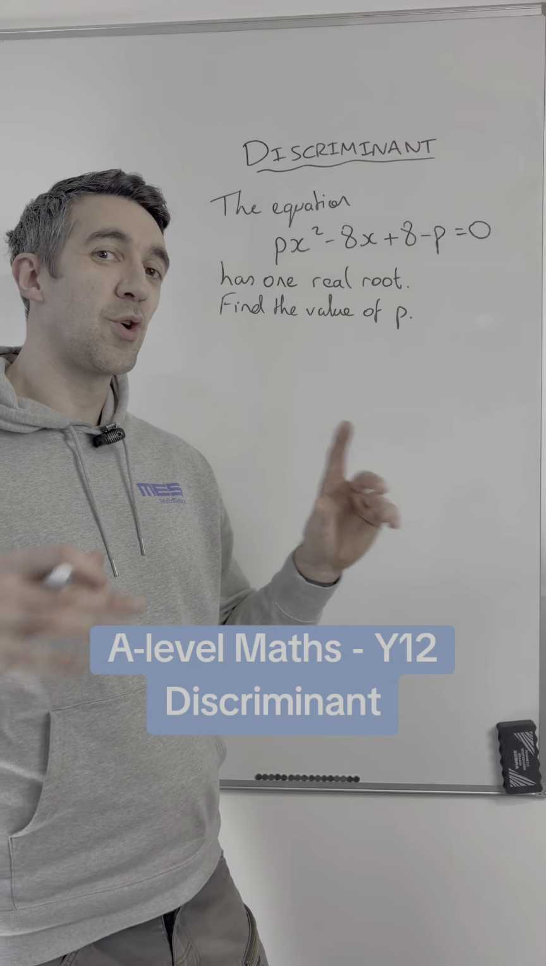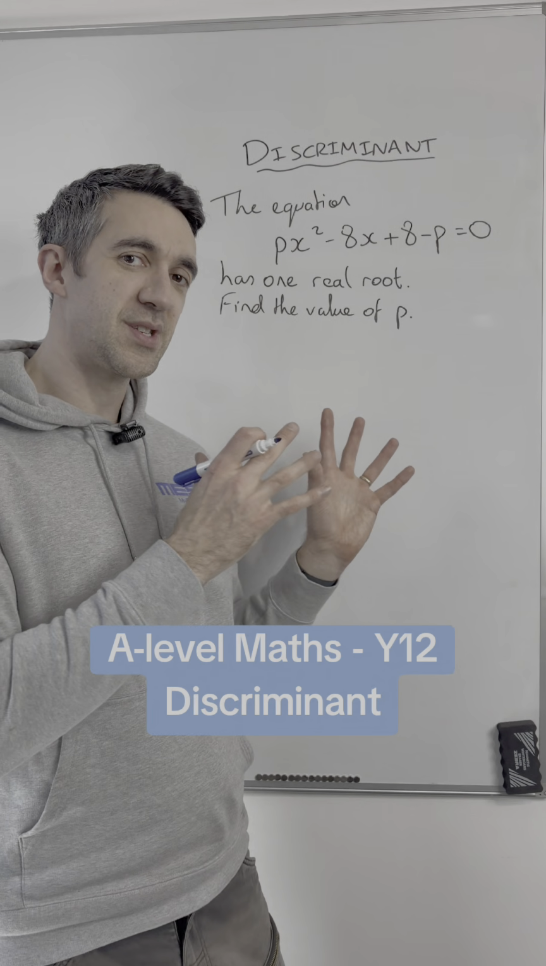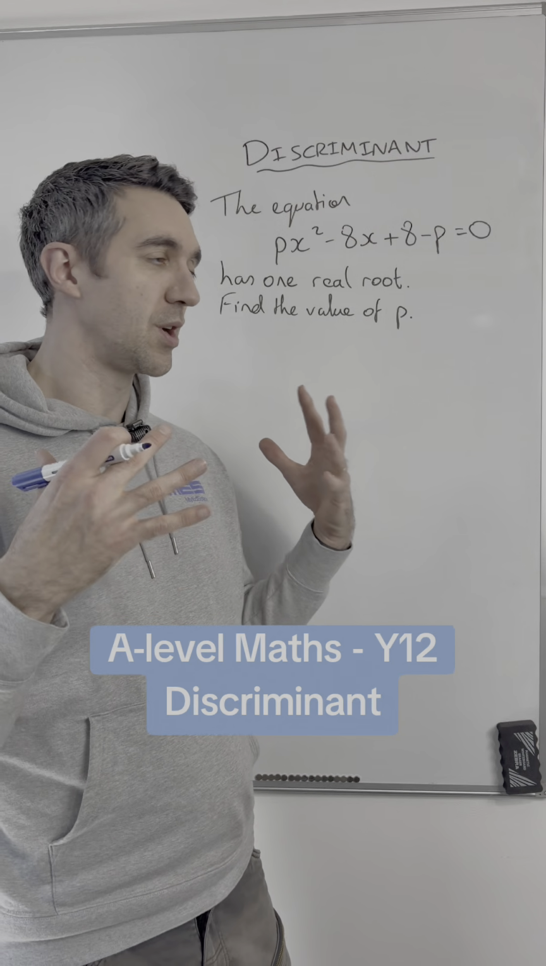All right, A-level mathematicians, we've got a quick question here on the discriminant. Check those key skills. This is something that pops up in lots of different types of question and with lots of other topics when you're asked to do different things with the roots of a quadratic.